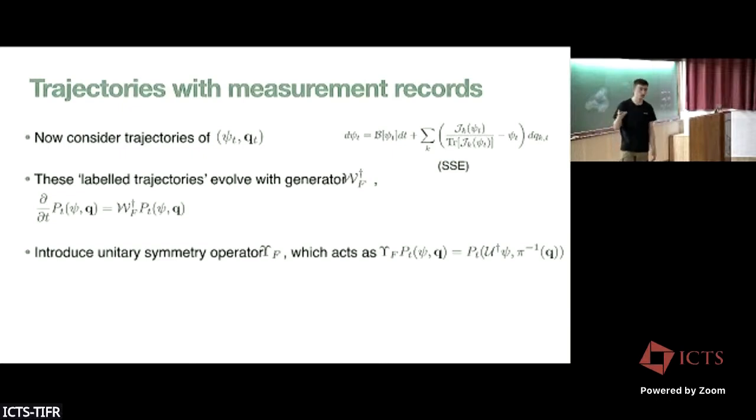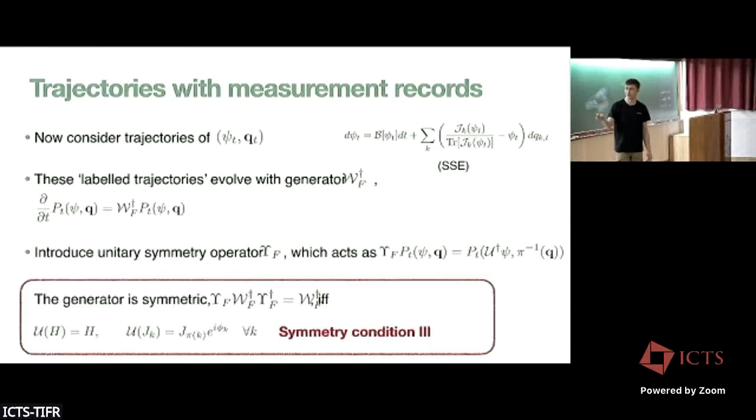And now we need to introduce, again, the associated symmetry operator. So now we again act, we call this epsilon f. We act on the distribution. We get the same action on our state. And now we do the most general thing we can to just a classical vector, which is we permute the elements. So this pi is just a permutation of this vector q.